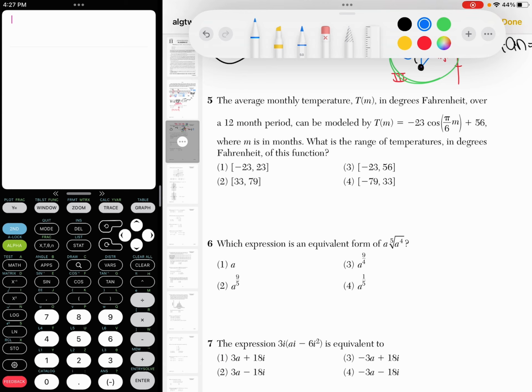What is the range of temperatures in degrees Fahrenheit of this function? You have to know that range means Y values. So when you are talking about a trig function, the Y values or the range come from 2 different numbers in this equation. So let's go over the numbers again.